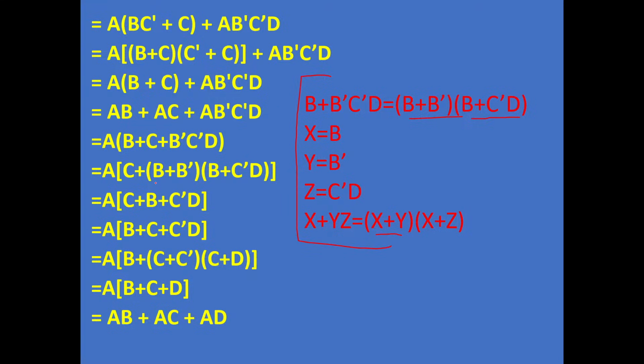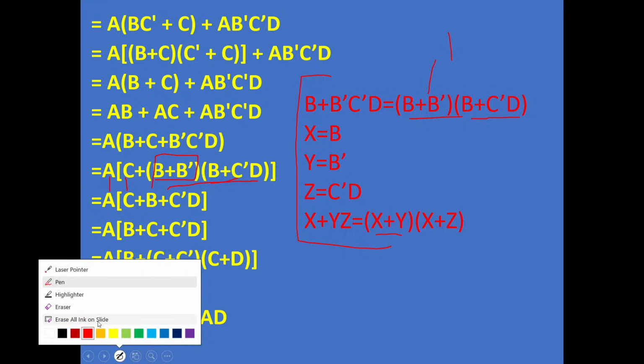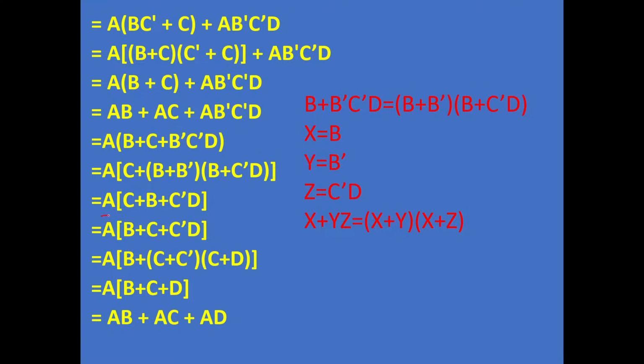Now we have B plus B bar, and B plus B bar is 1. So what is our next expression? A as it is, write down A, as it is, write down C. B plus B bar is 1, so what is left over? B plus C bar D. Just write down B plus C bar D here. So here A into C plus B plus C bar D is what you will get.